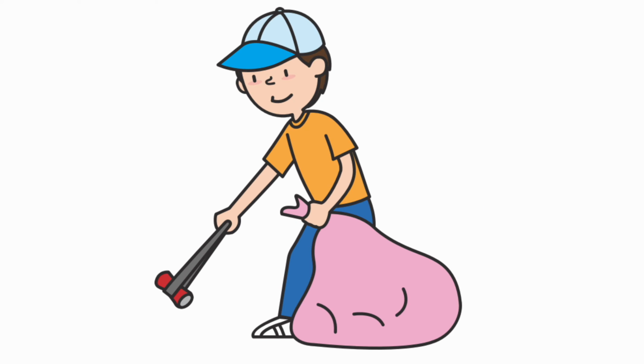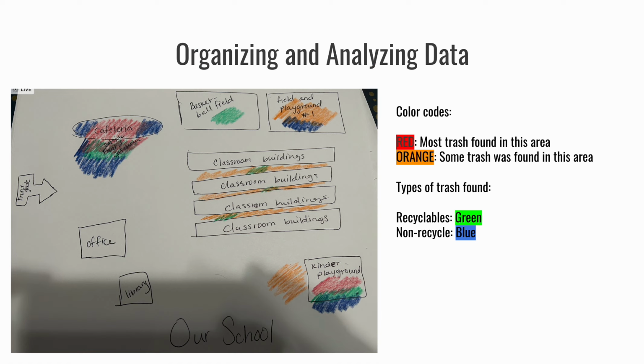And what we did is we color coded where we found the most trash. So if you see on our map, the red color means that that's where we found the most trash. So most of our trash was in the cafeteria or outside our cafeteria. And we also found quite a bit of trash in our kinder playground. The orange meant that we found some trash in that area.